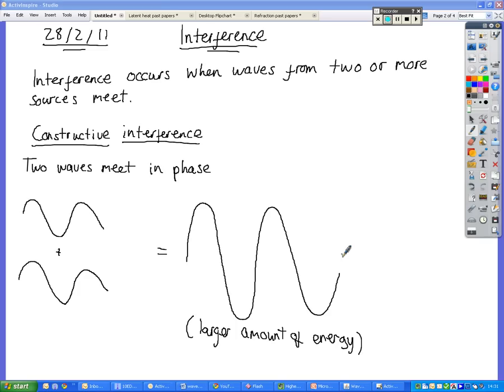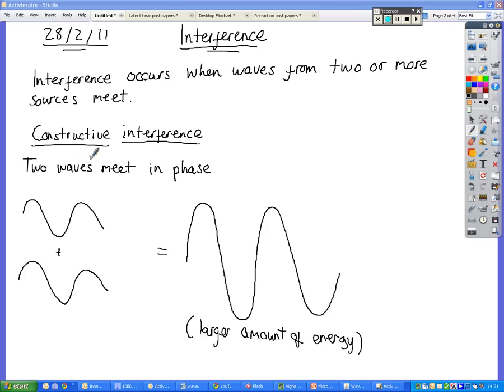Interference in a wave occurs when you've got two or more waves meeting together. Waves carry energy from one point to another. When you get two sources trying to carry energy from one point to another, they are going to interfere with each other. They can do that in one of two ways. They can do it constructively or destructively.